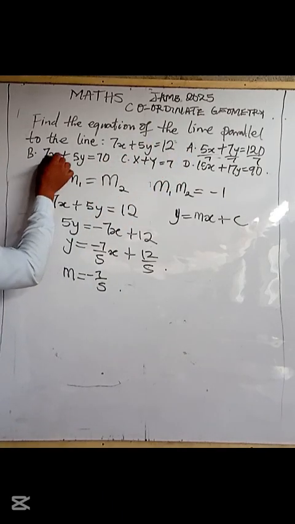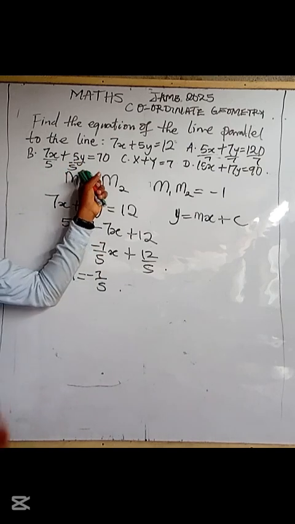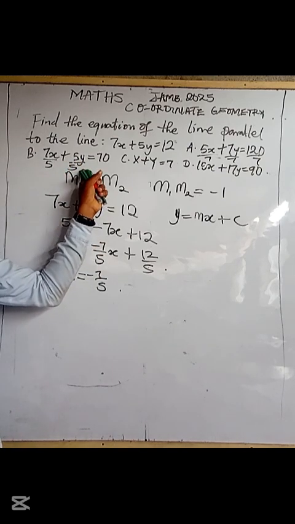So let's do that for this one. Divide through by 5. This one is now 1. So your target is that y should be 1. The coefficient of y should be 1.